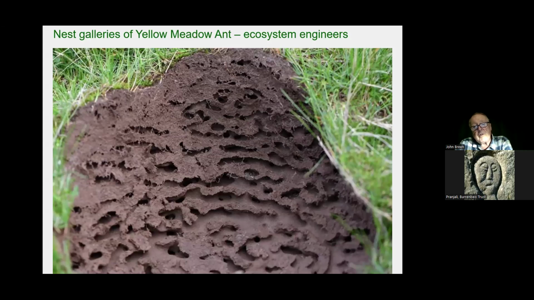Now, if you lift up a stone and see this type of thing, you'll see the galleries that are produced. And the yellow ants, and ants in general, are referred to as ecosystem engineers because they are modifying the environment.